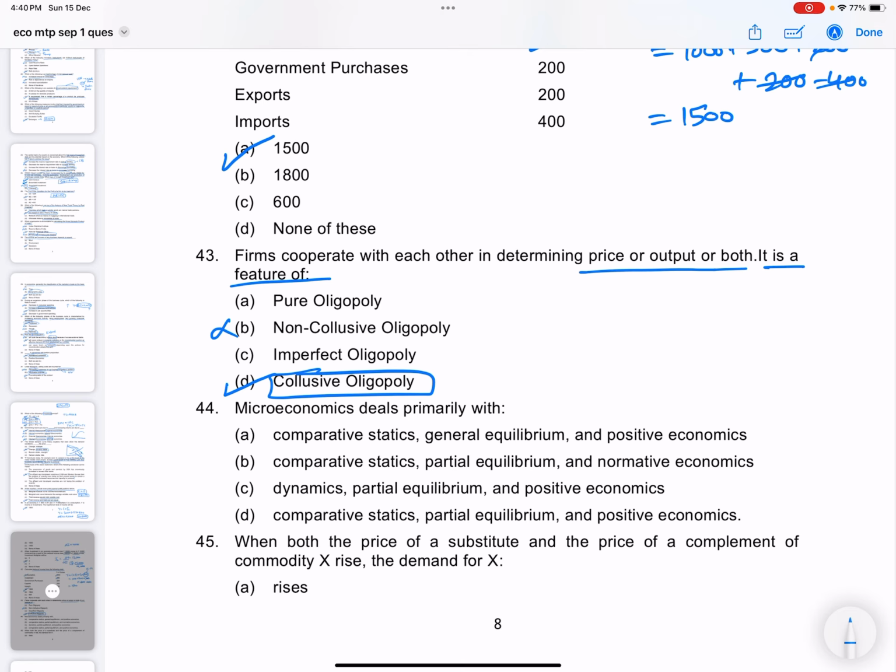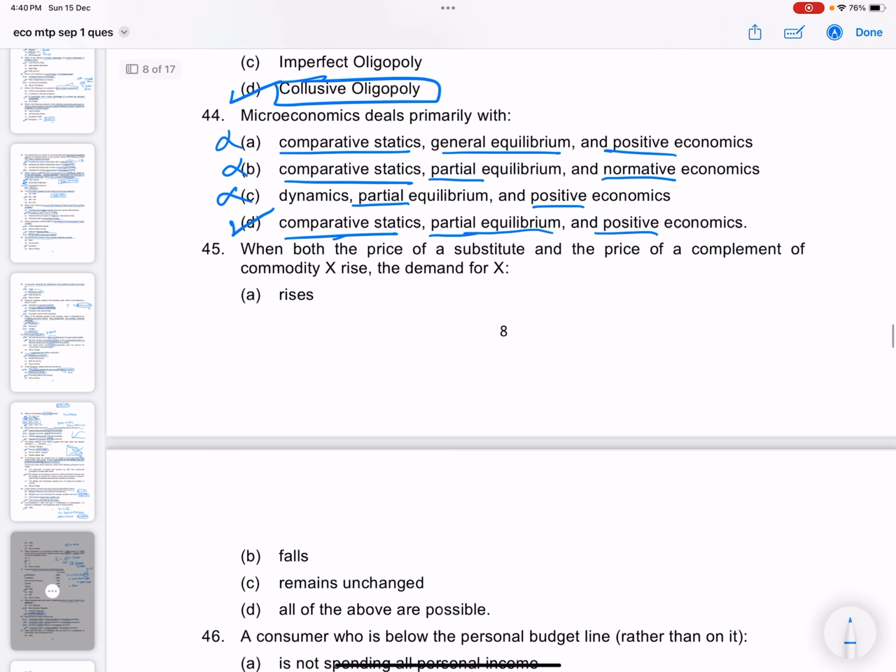Okay. 44th question. Microeconomics deals primarily with. देखो सेम लॉजिक से करेंगे. कंपेरेटिव कंपेरेटिव कंपेरेटिव तो डायनामिक हट गया. जनरल पार्शल पार्शल पार्शल तो जनरल हट गया, सबसे यूनिक था. एंड पॉजिटिव पॉजिटिव पॉजिटिव नॉर्मेटिव नॉर्मेटिव हट गया, तो आंसर डी हो गया. क्योंकि वो ठीक है और सेंस भी बनता है. कंपेरेटिव स्टैटिस्टिक्स होते हैं, पार्शियल इक्विलिब्रियम होता है और पॉजिटिव इकोनॉमिक्स होता है.